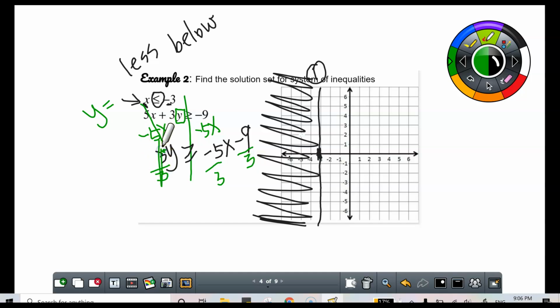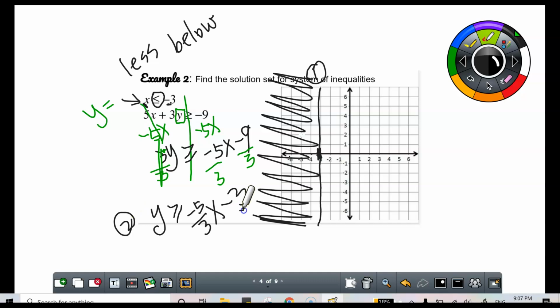So this is gone. Okay? And now you have y greater than or equal to. On the other side, -5 divided by 3, you can no longer simplify it. So copy it down, -5 divided by 3x, and minus 9 over 3. We know we can keep dividing it. 9 divided by 3 is 3. Okay? So this is your true second inequality.